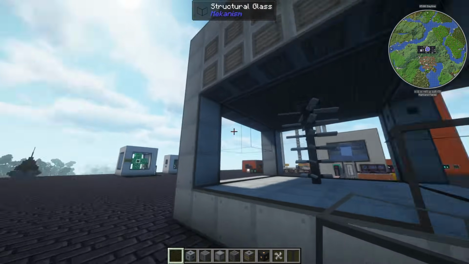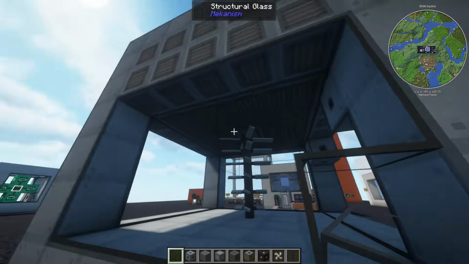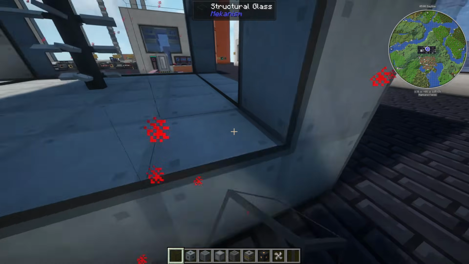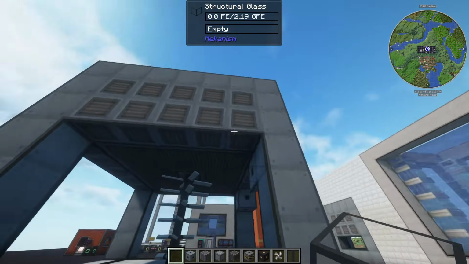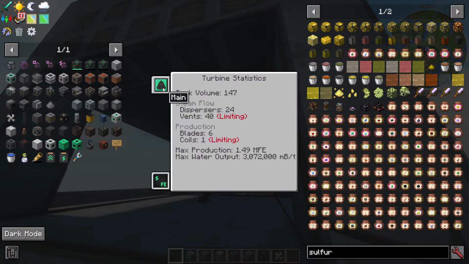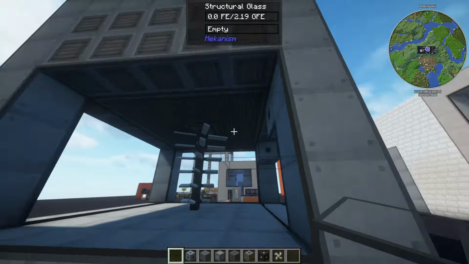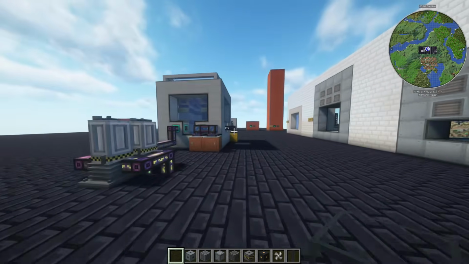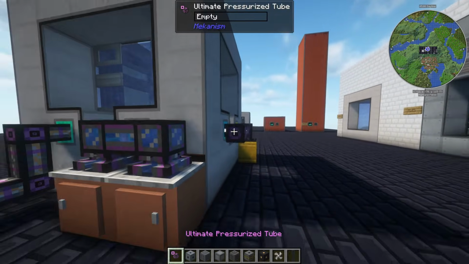Okay, I have the structural glass placed all around except this block right here. So if you follow this tutorial exactly, then once you place this block, as you can see, it shows the red particles, and now we can access the menu, which we can see the max flow. And we can also take a look at what is limiting for the power output, or I guess the power production.